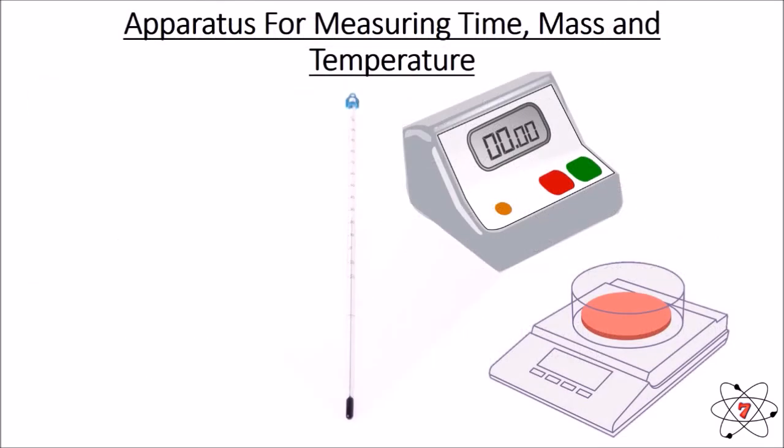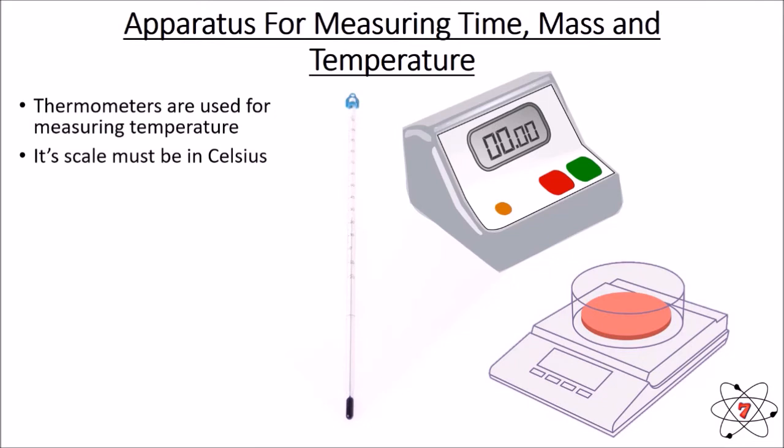Other things that are commonly measured are mass and time and temperature. Thermometers are used for measuring temperature. You must use a thermometer with a Celsius scale, or in some cases a Kelvin scale, never ever Fahrenheit. It's not a standard unit. Thermometers should be accurate to at least 1 degree Celsius. If you need increased accuracy, things like data probes can be useful.